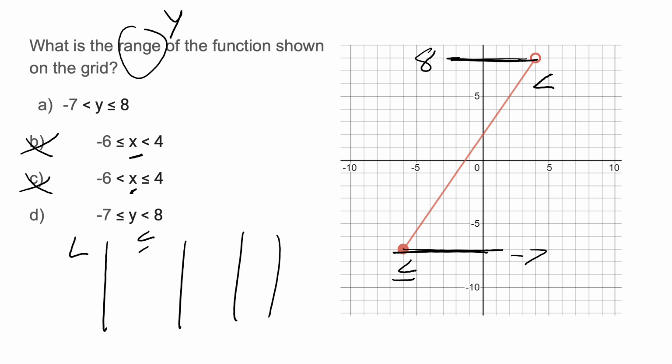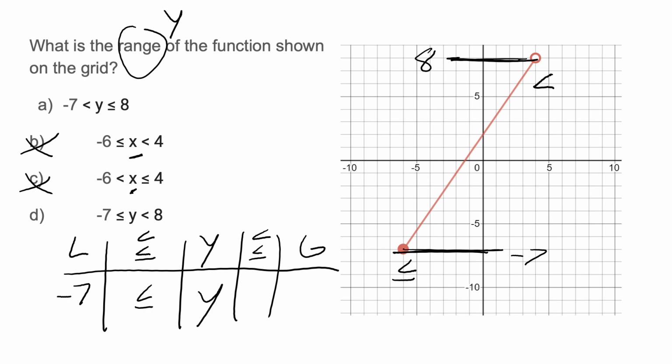Least, inequalities, variable, inequalities, greatest. My lowest number, my least number on the y was -7, less than or equal to y, and y is also less than 8. And so based off of this, my answer was D.